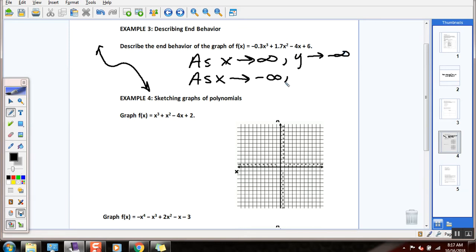Good. And then what's the y value going to approach if x approaches negative infinity right here? In other words, I keep moving left on this. The further I move left, am I moving up or down? So is y approaching positive infinity or negative infinity?